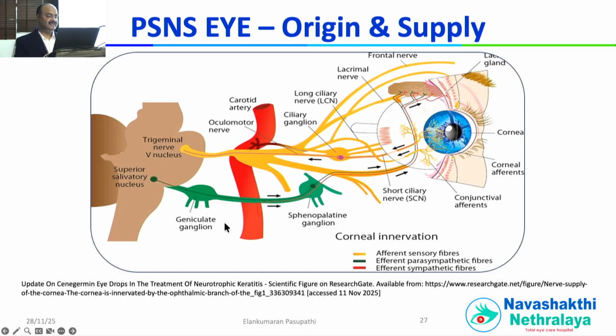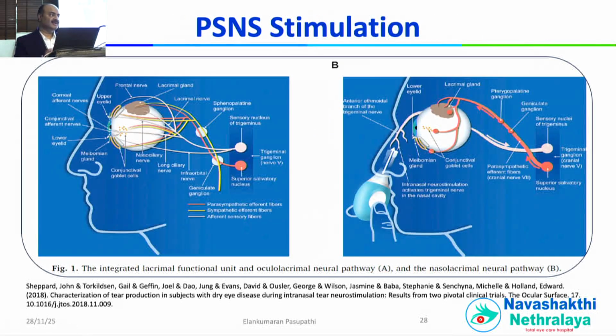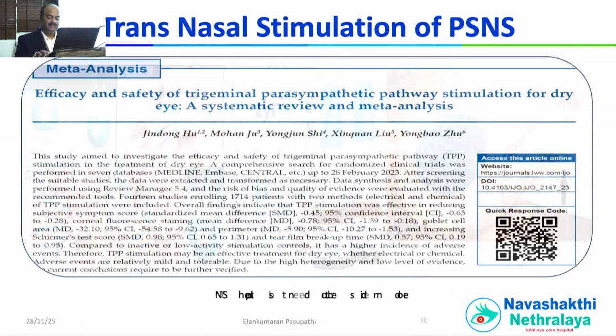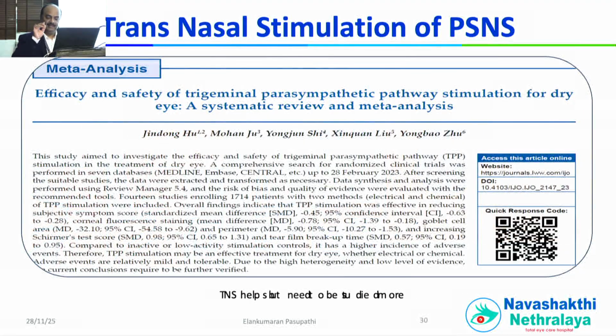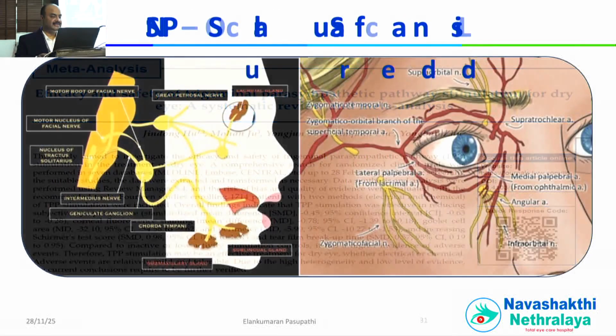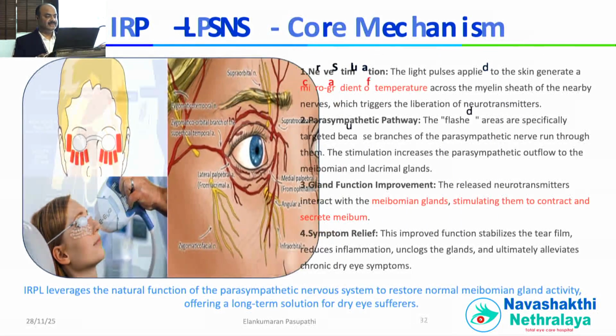This is the afferent pathway, how this nerve goes, but what I would like to concentrate on is this particular thing. Transnasal stimulation of the nasal mucosa increases the tear production. This has been proven, and these are the 3 methods, and this is the meta-analysis that is found in the article. You can find out that TNS helps, and the same logic is being used in IRPL in stimulating these branches of the lacrimal nerves, which carry both the sensory as well as the efferent pathway.